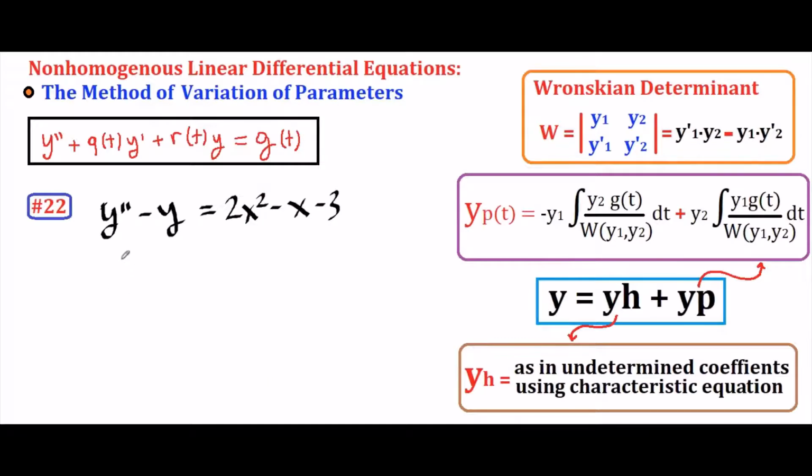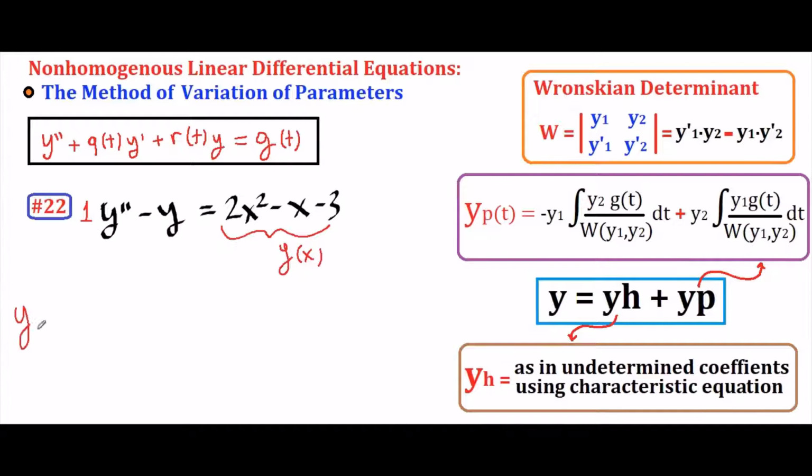Problem number 22. We have y double prime minus y equals 2x squared minus x minus 3. First we start by checking the coefficient of y double prime. The coefficient is 1, so we are good. If the coefficient was not 1, we would have to clear it, dividing each term by the coefficient of y double prime, so make it 1. And our g of x is given here. This is our g of x.